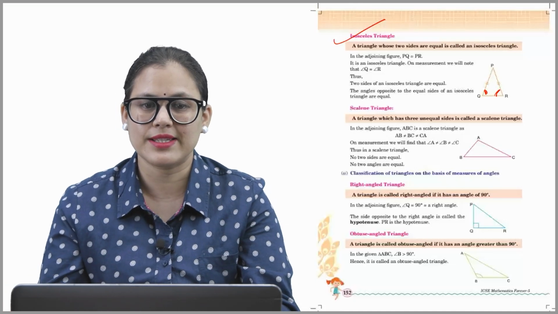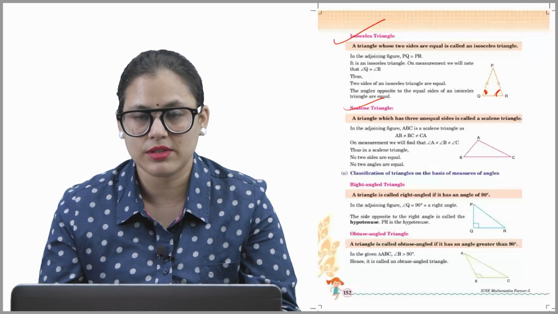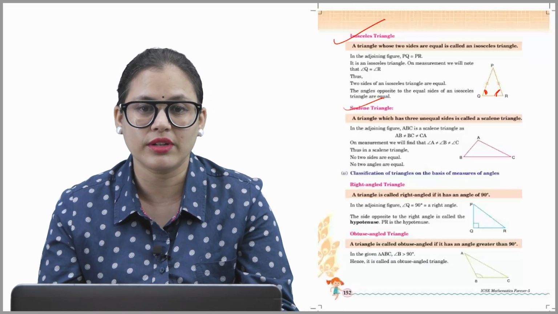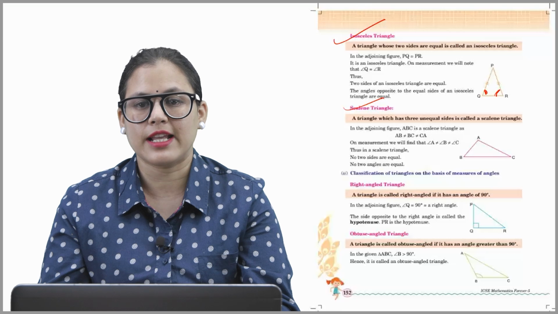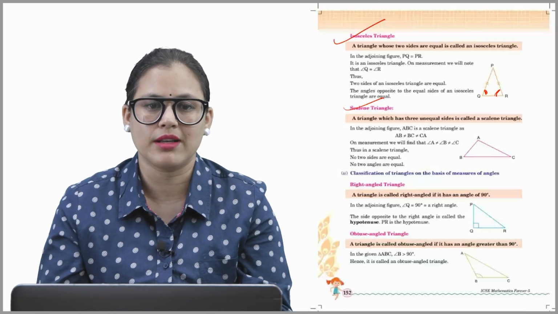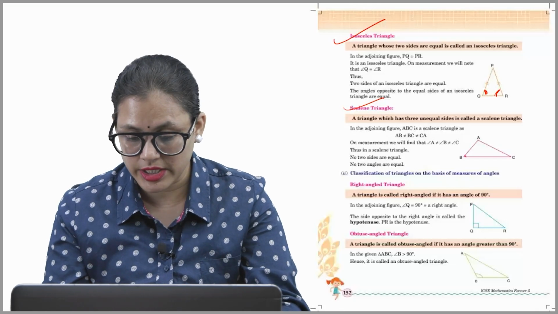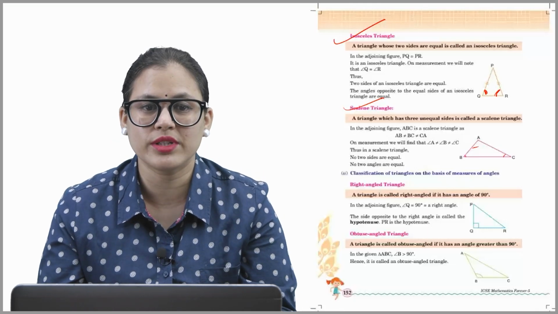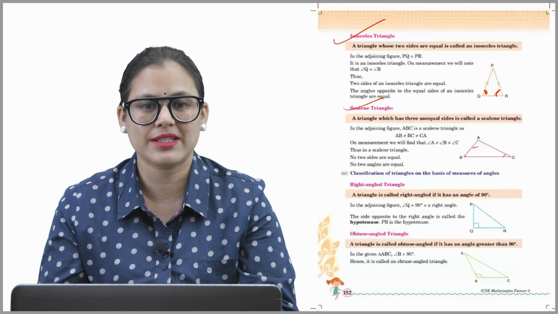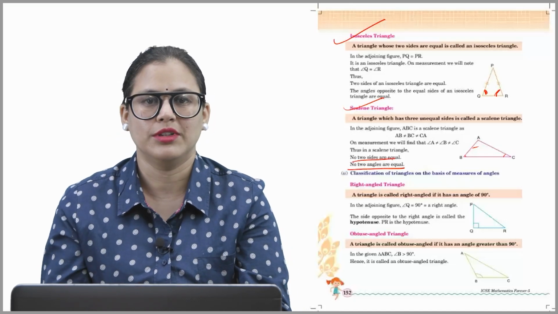Okay. Next is a scalene triangle. A triangle which has three unequal sides is called a scalene triangle. In the adjoining figure, ABC is a scalene triangle and none of its sides is equal. Okay, all three sides are unequal. So on measurement you will find that these three angles are also not equal to each other. Thus in a scalene triangle, no two sides are equal, no two angles are equal, right?